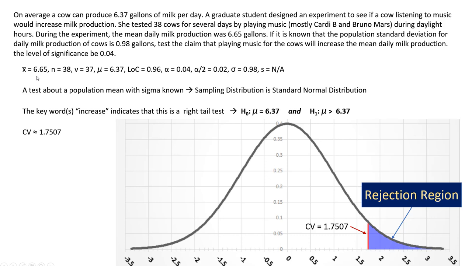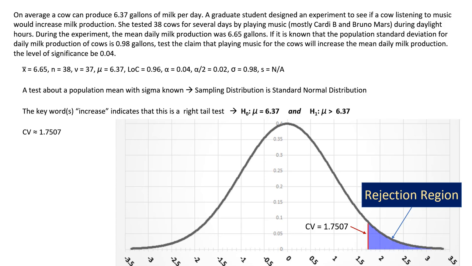Here are all the things that we have. These are the original parameters that I set up. This is a test about a population mean with sigma known, so the correct sampling distribution is the standard normal distribution. The keyword increase usually indicates that it's a right-tail test. Sometimes it doesn't. Sometimes the words are tricky, but for now, let's just accept that.